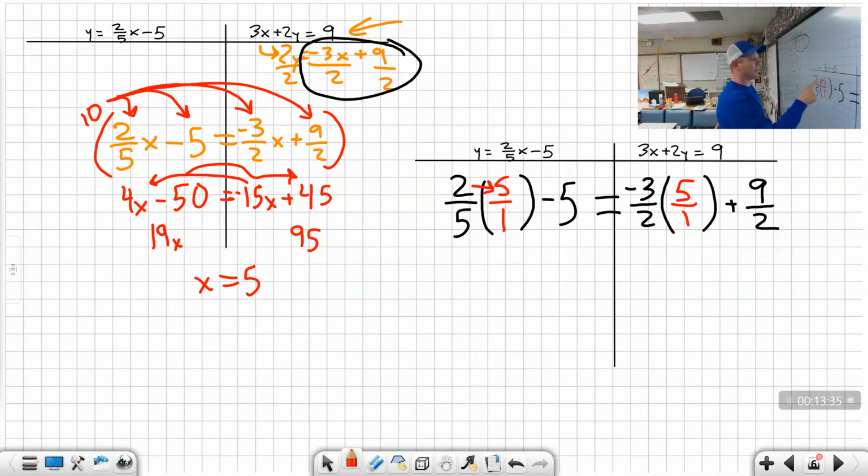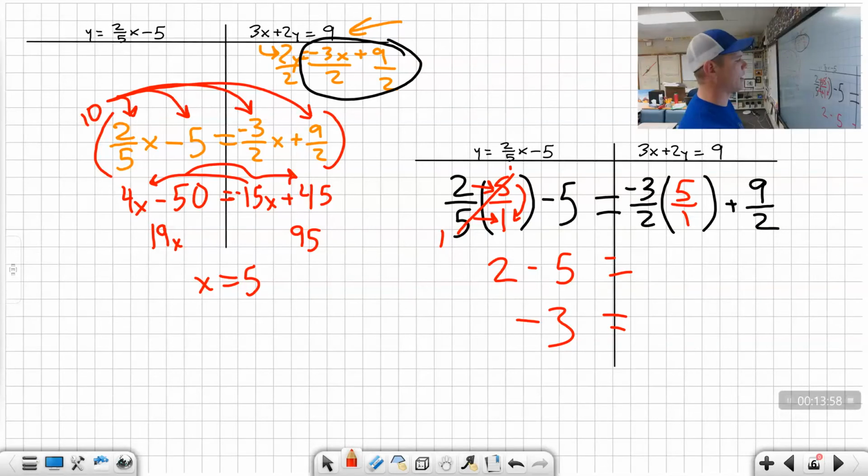So 2 times 5 is 10. 5 times 1 is 5. So 10 divided by 5 is 2. Notice, if you cross-canceled first, you'd be left with 2. 2 minus 5, not 5 take away 2, but 2 take away 5 is negative 3.